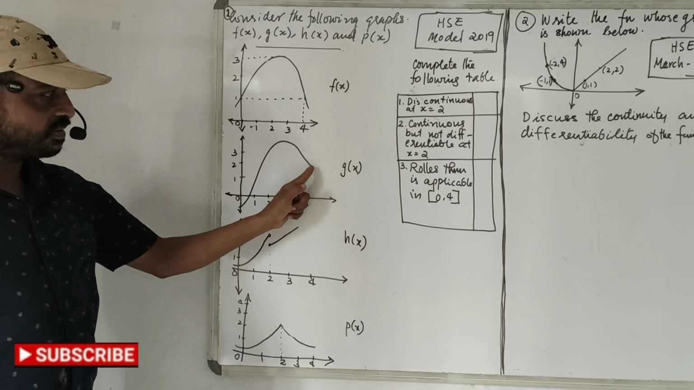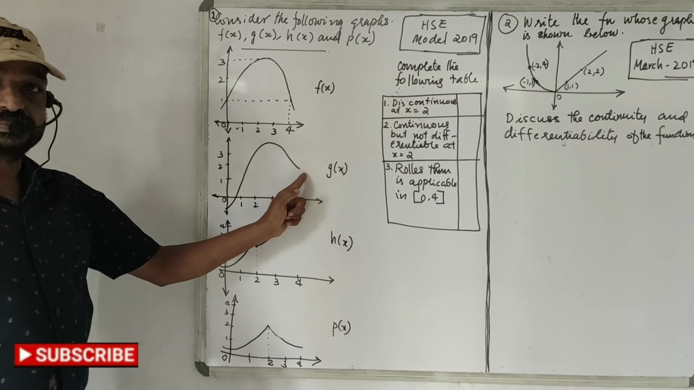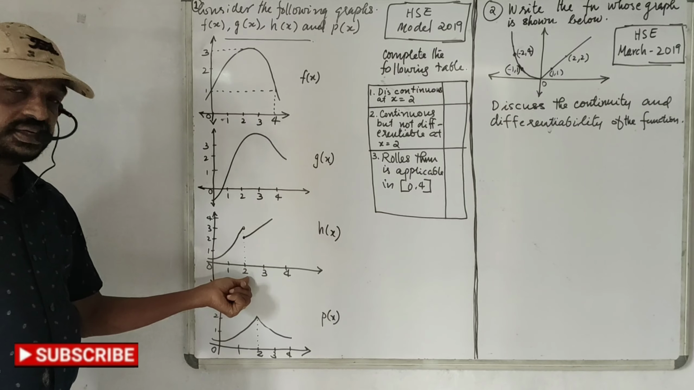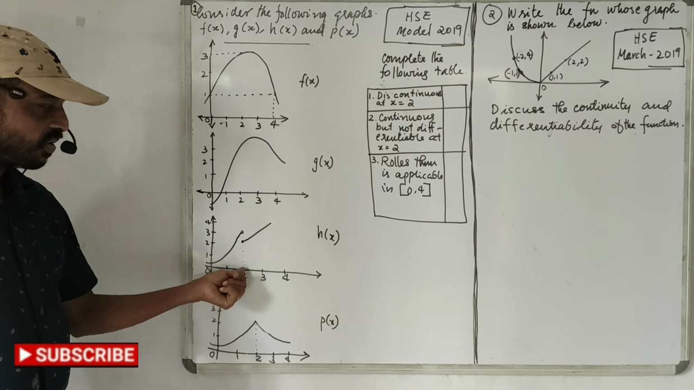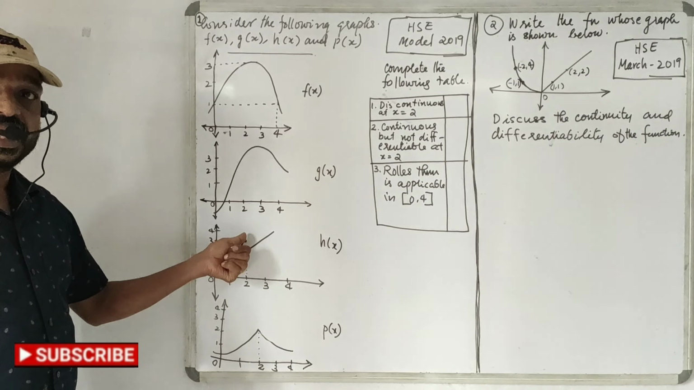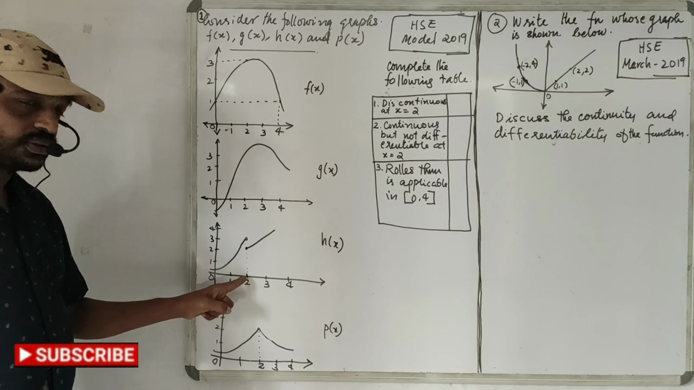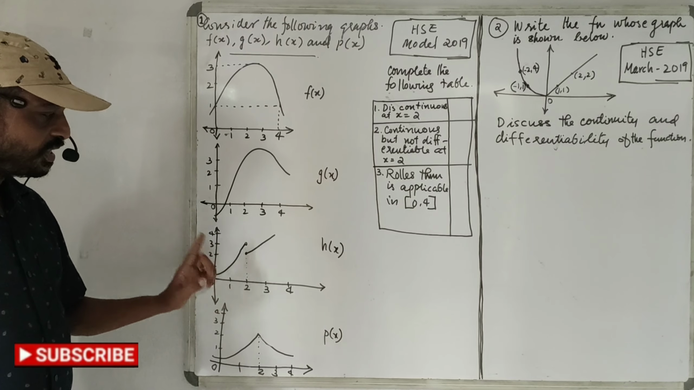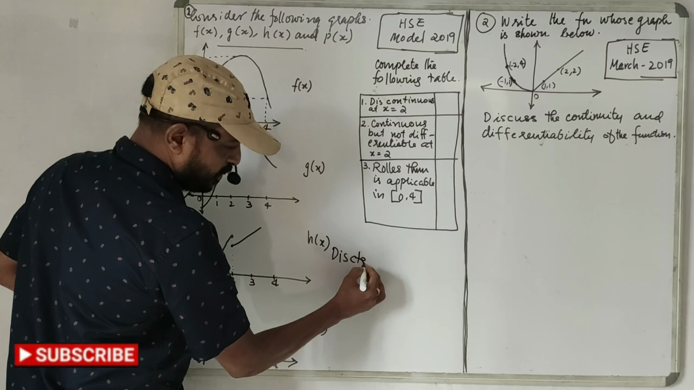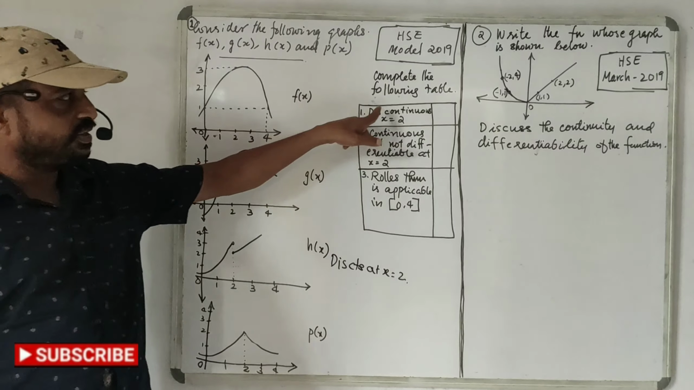How about this function? This function also is continuous because it does not have a break. How about this function? This function is not continuous at the point x equal to 2, because corresponding to x equal to 2 there is a gap in the graph of the function. So since there is a gap, we can say that this function h of x is discontinuous at x equal to 2.